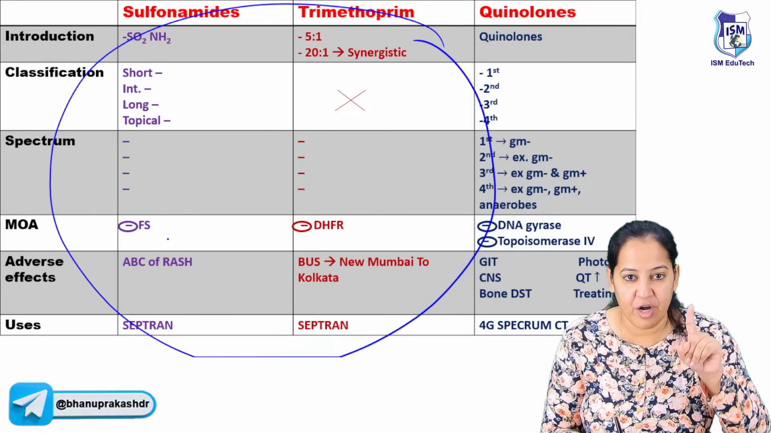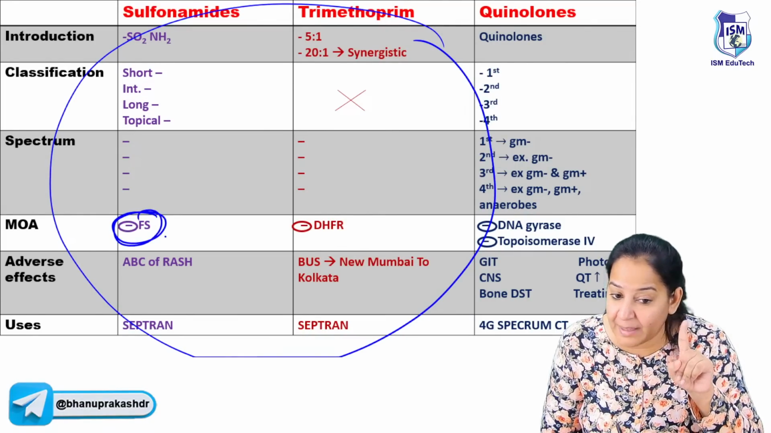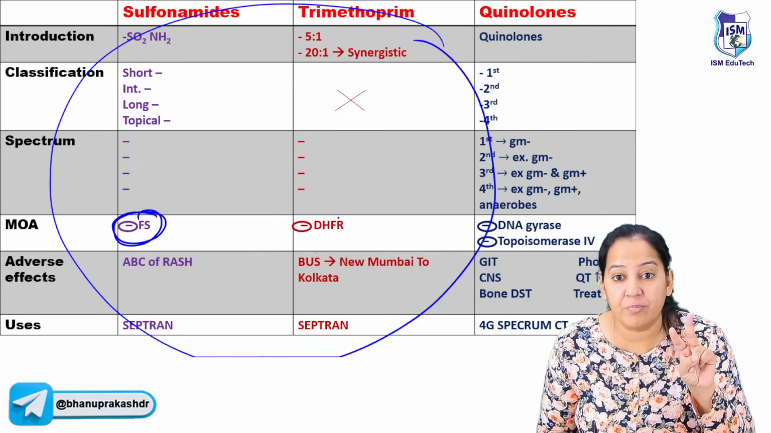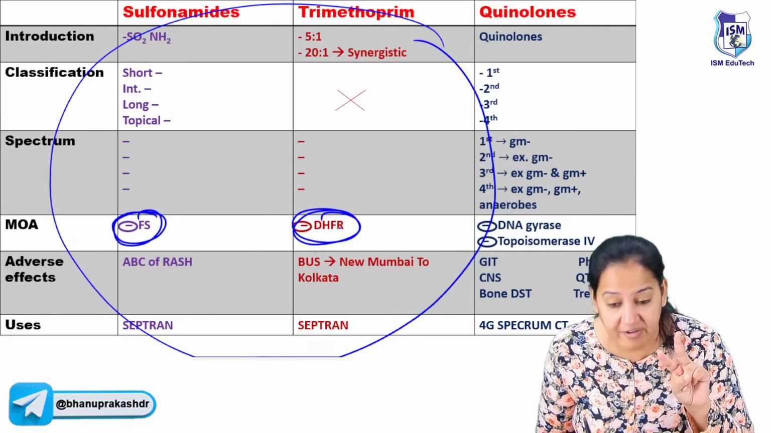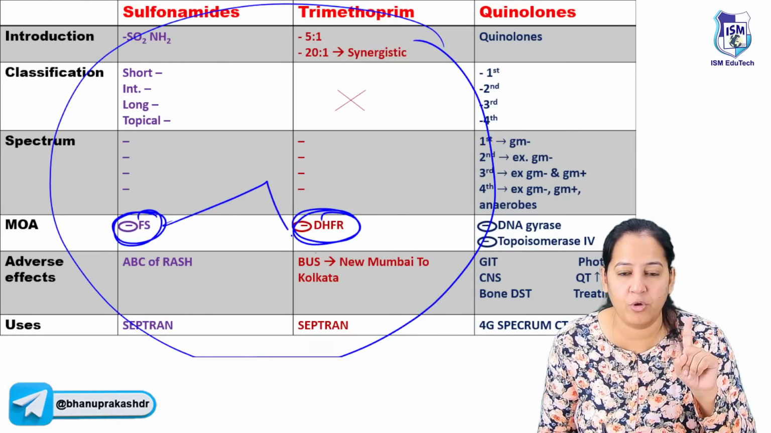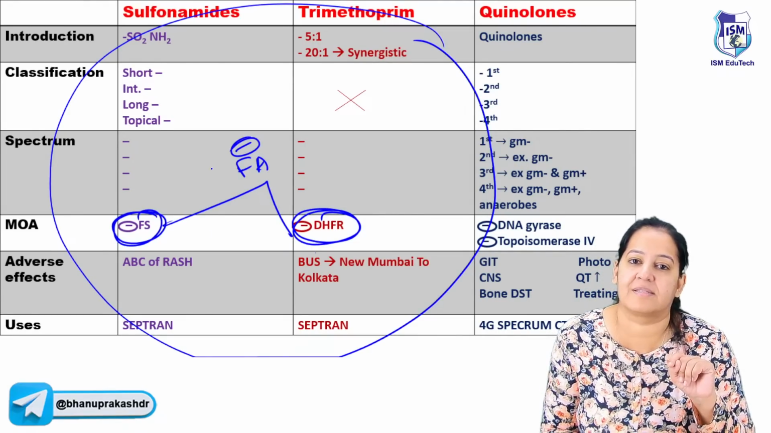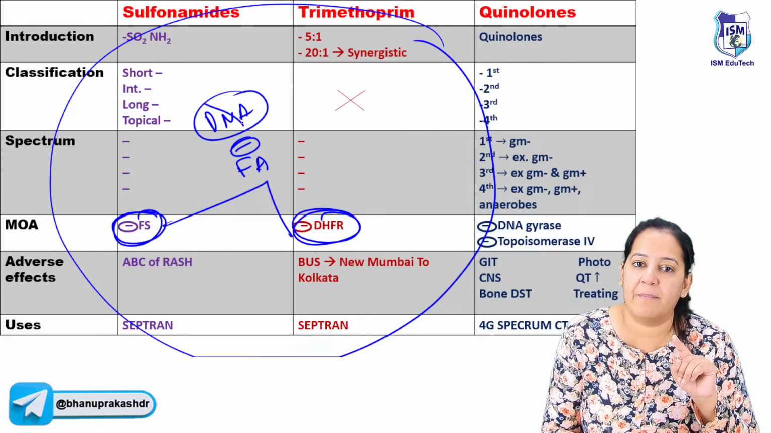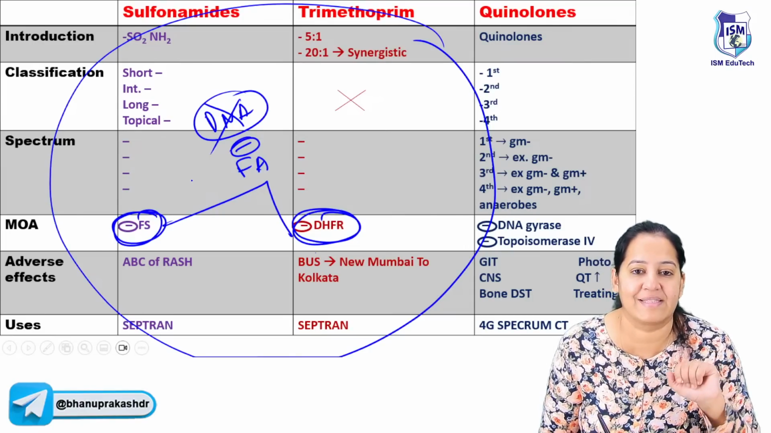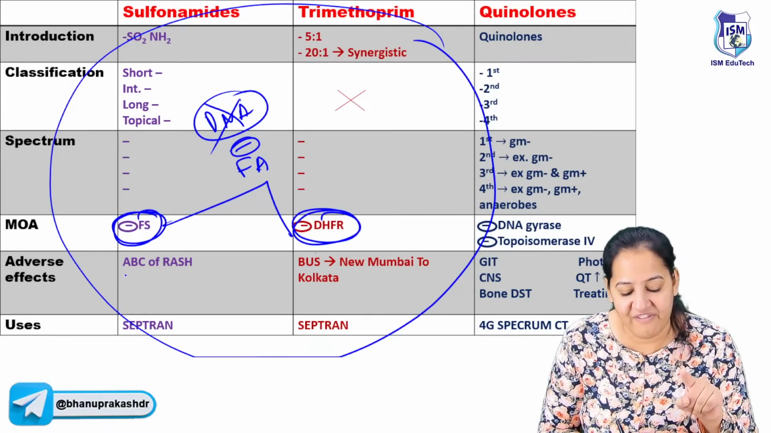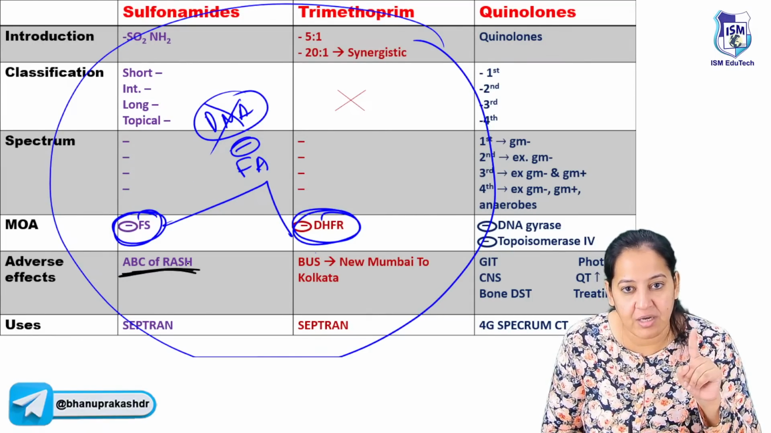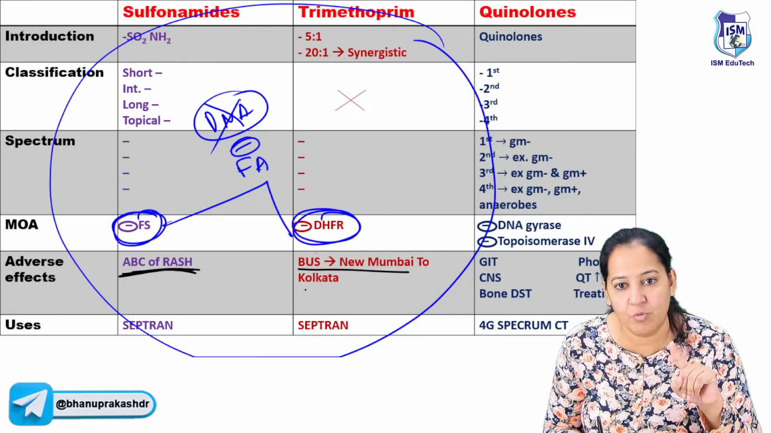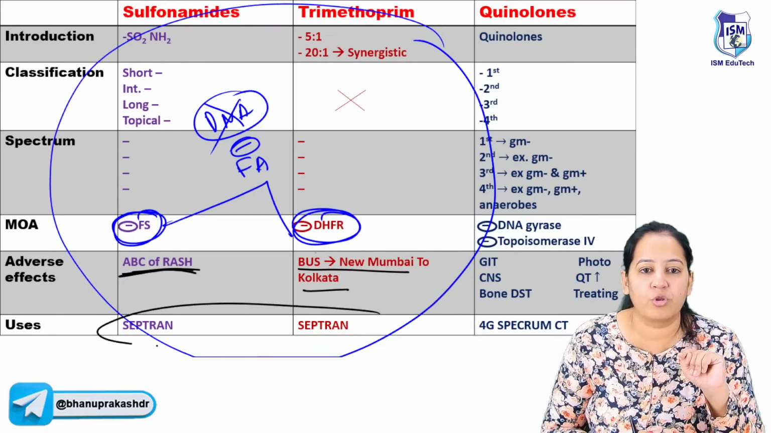So tell me, sulfonamide inhibits the folate synthesis enzyme, the first enzyme, and trimethoprim inhibits the folate reductase enzyme, the second enzyme. Ultimately, both of them are inhibiting folic acid synthesis. No folic acid, no DNA. So both of them are indirect inhibitors of nucleic acid. Here the adverse effects are ABC of rash, and here the adverse effects are bus New Mumbai to Kolkata. And the uses of both of them is Septron.